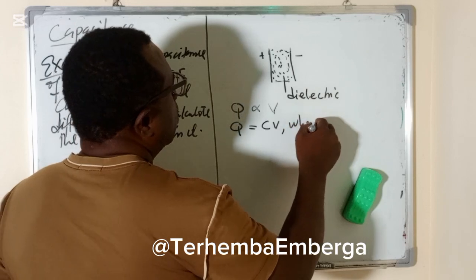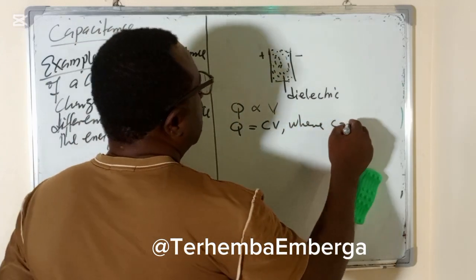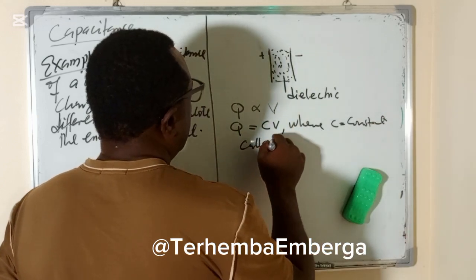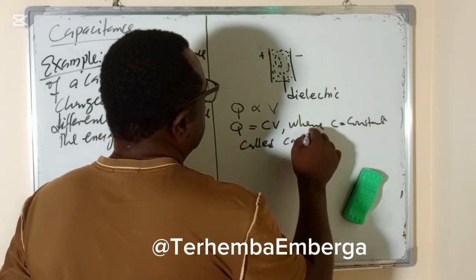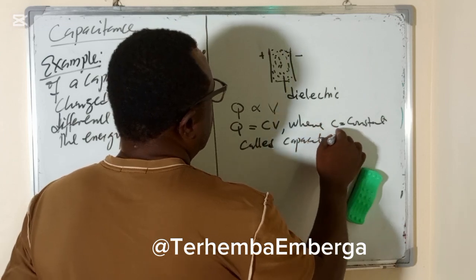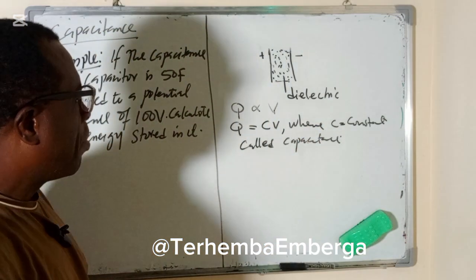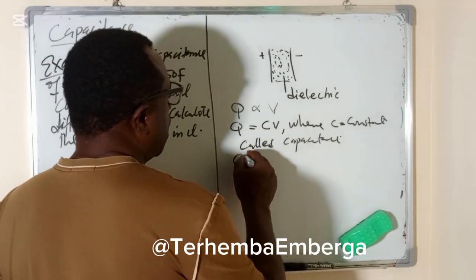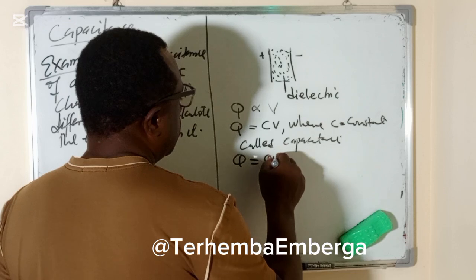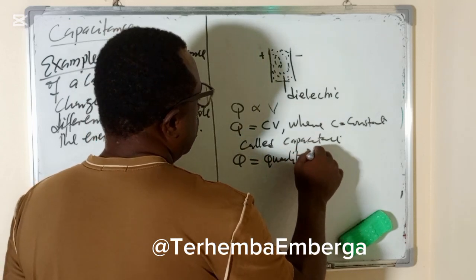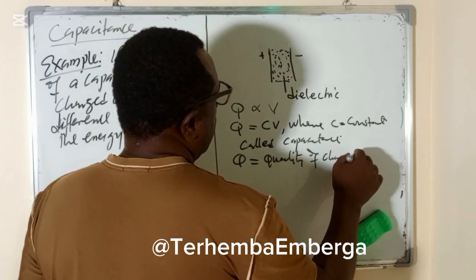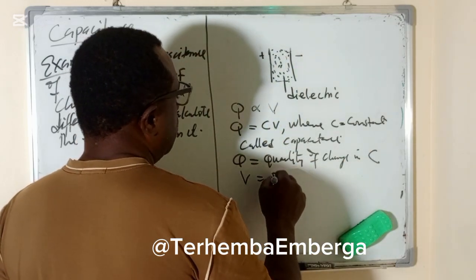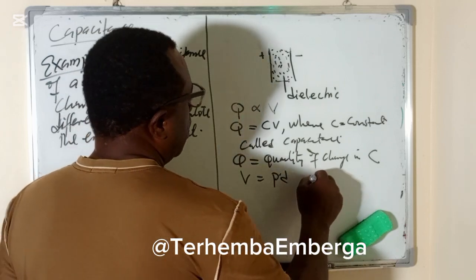where C is a constant called capacitance. And Q is the quantity of charge in coulomb. V is the potential difference in volts.